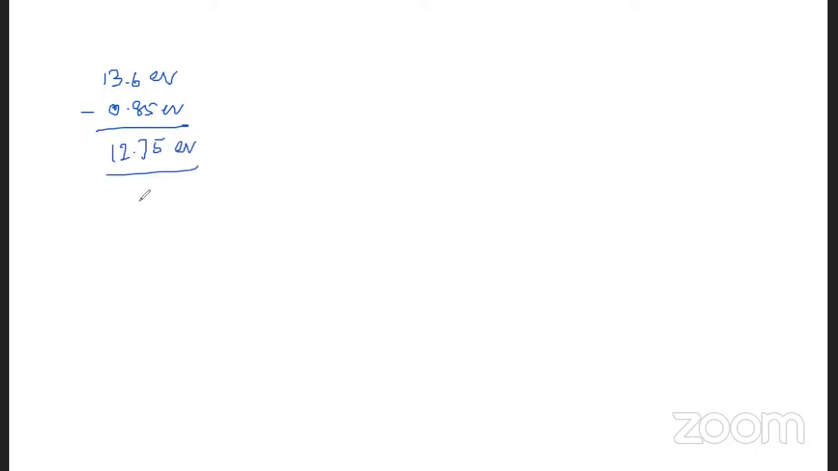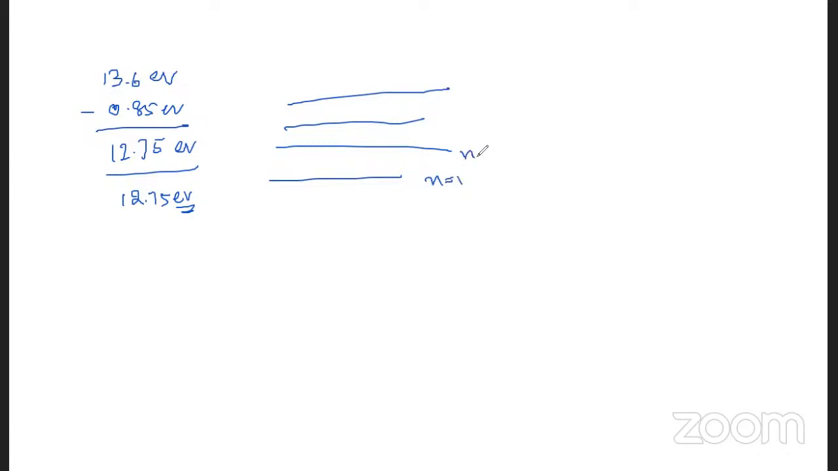So if the electron is absorbing 12.75 electron volts of energy, automatically the electron is excited. Here n equals 1, n equals 2, n equals 3, n equals 4. So the electron is going to be excited from the first energy level to the fourth energy level. How is it exciting? It is absorbing energy of 12.75 electron volts, and it is jumping from the first energy level to the fourth energy level.